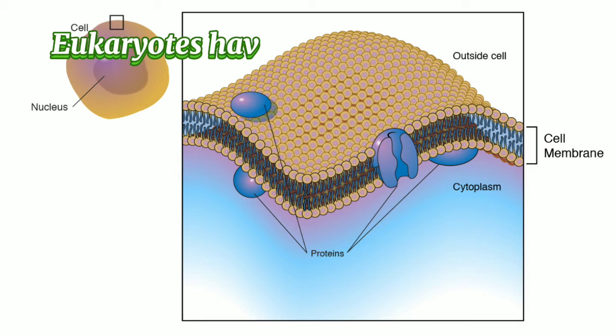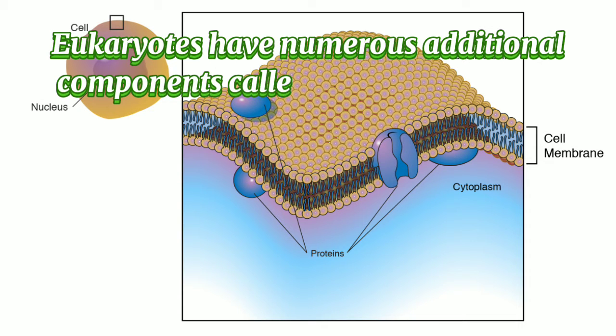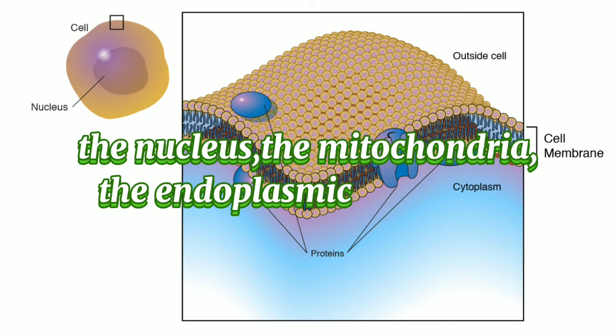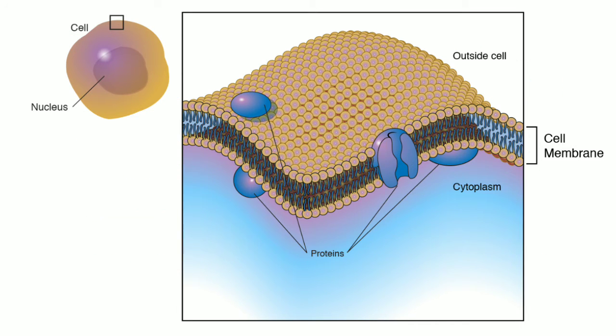Eukaryotes have numerous additional components called organelles, such as the nucleus, the mitochondria, the endoplasmic reticulum, the Golgi apparatus, and others. These are all membrane-bound compartments that house different activities for the cell. Because each structure is bounded by its own plasma membrane, it provides the cell with multiple locations for membranous functions to occur. So that's the end of our discussion.